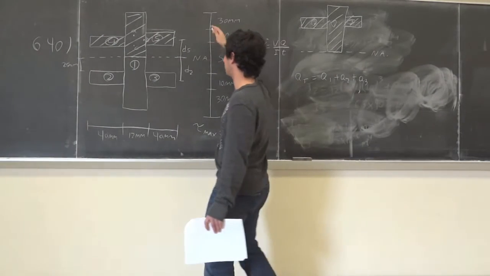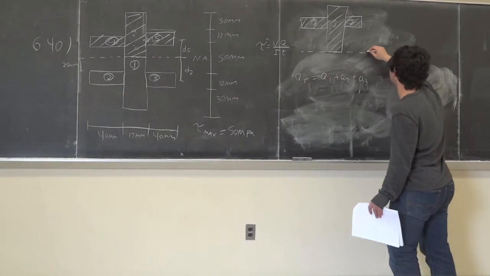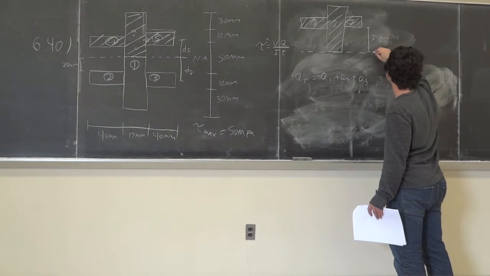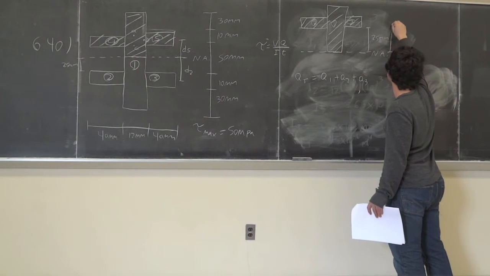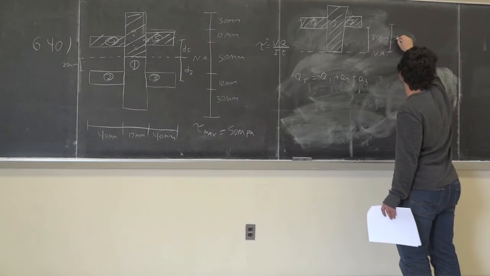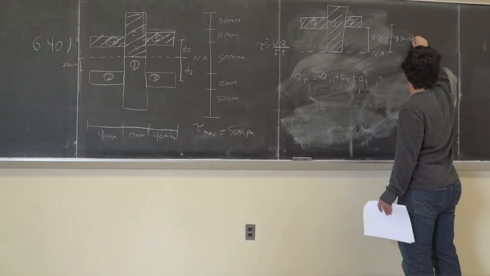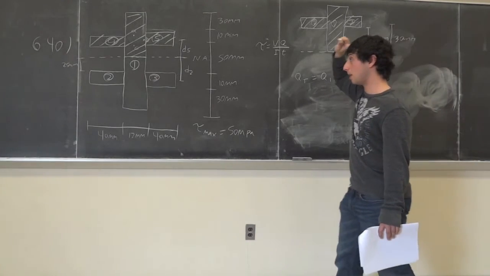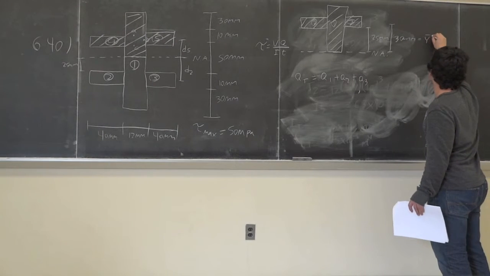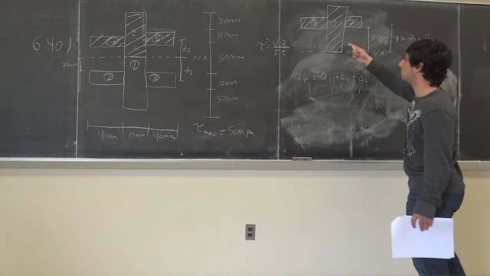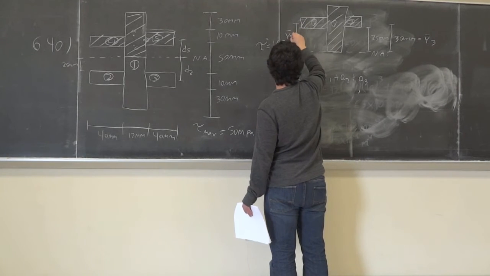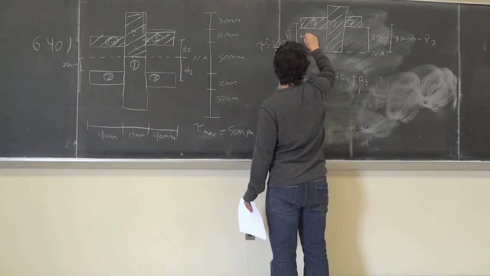They give you the distances in the original problem. So this distance over here is 25 millimeters. And the distance from the neutral axis to the center of 3 is 30 millimeters. And what is that? That's going to be y bar 3 in our case. And y bar 2, of course, is the same value. This is y bar 2, and this is equal to 30 millimeters.